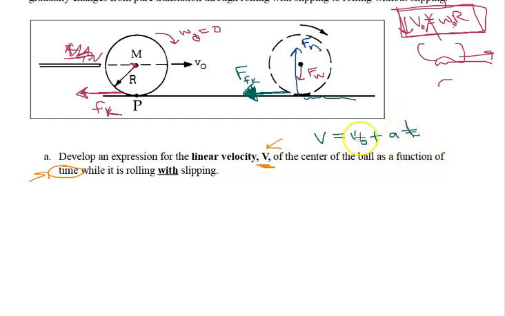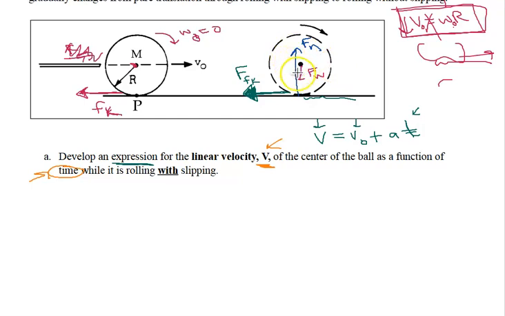You don't know V naught. You want to keep the T in there because that's your input. You want a function. The expression is another fancy word for function. So that's your input, that's a given, and that's your output. So what we need to do is find A.